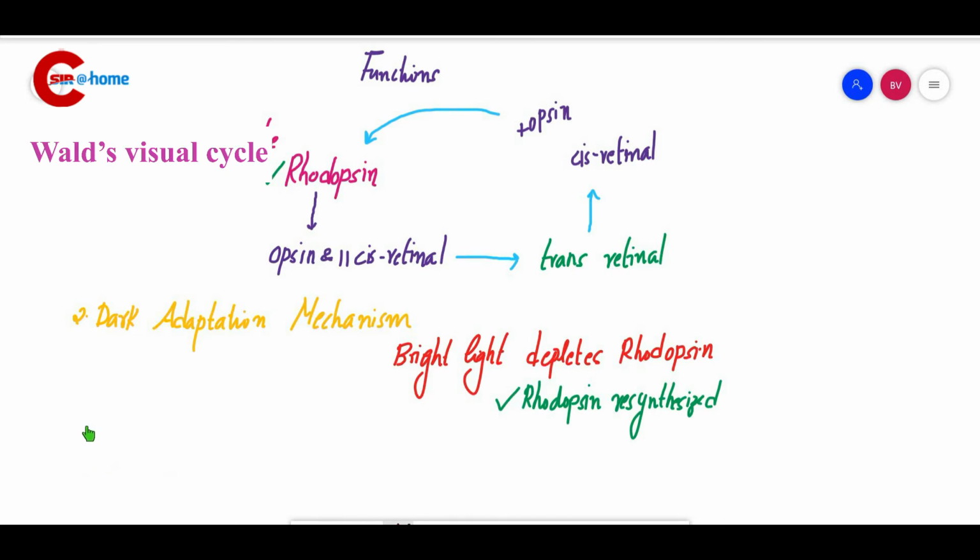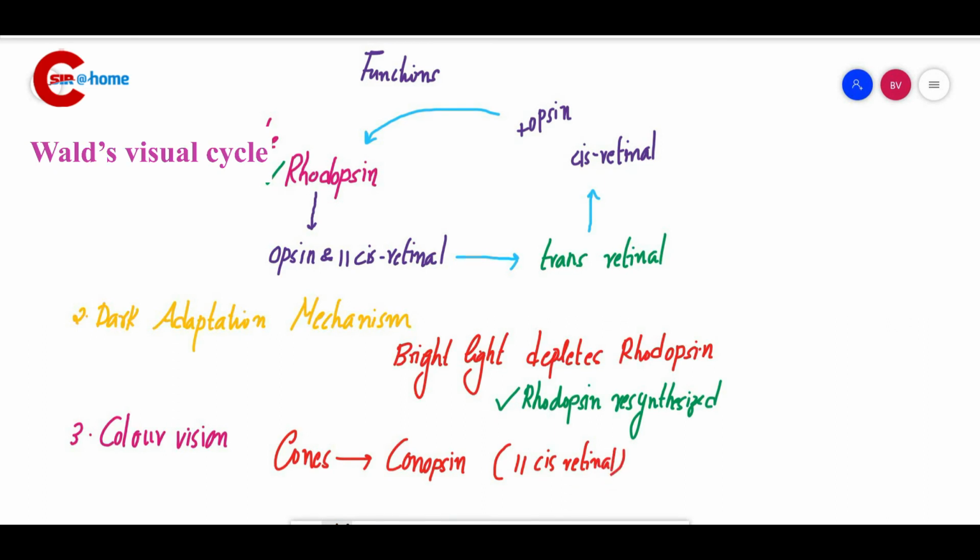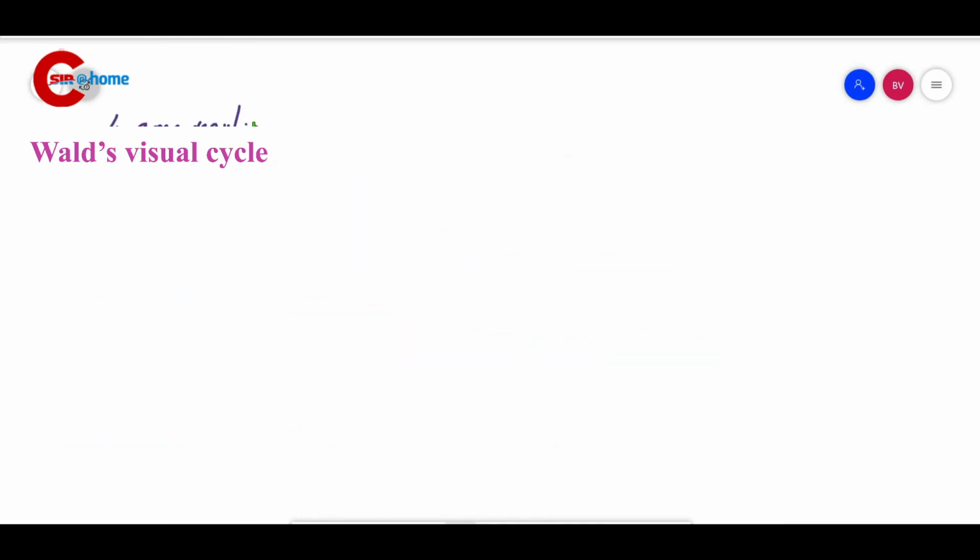Next function is color vision. Which cell is responsible for color vision? Cones. Cones are responsible for vision in bright light and also for color vision. Cones contain conopsin. Here also cis-retinal is the chromophore. Here also retinal is present, in the cis form. If vitamin A is deficient, what happens? Color blindness. And here also the important one is cis-retinal.